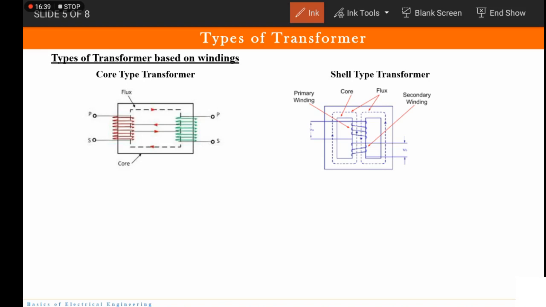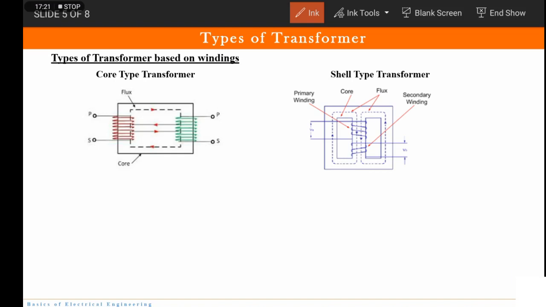And the next type is the shell type transformer. Here you can see that the core is at the edge and the winding is wound on the middle limb, the center limb. So in other words, in core type transformer I would say that windings surround the core, and here I would say that core surrounds the winding. Which type of transformer is used where depends on various situations or applications.